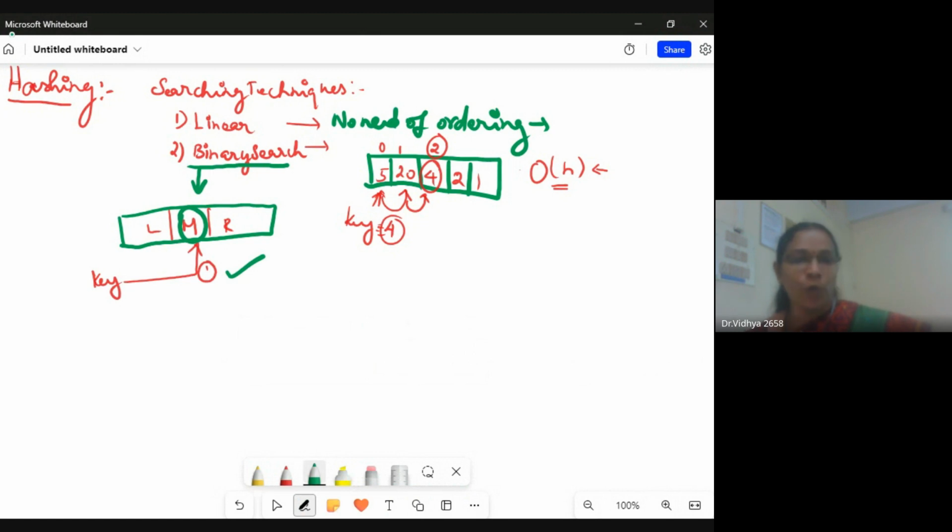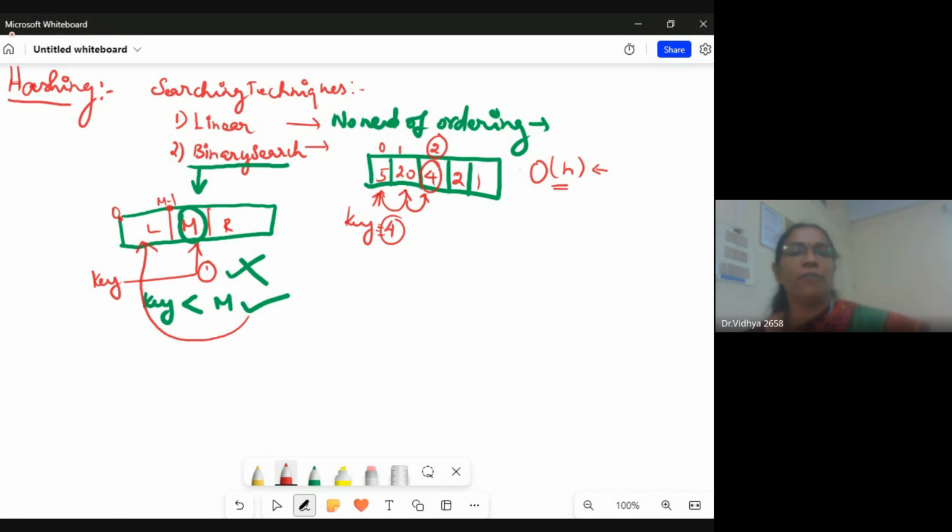If this condition is not satisfied, then we check whether the key is less than the mid element. If this condition is true, we search towards the left, from index 0 to the element before the mid element, that is mid minus 1 position.